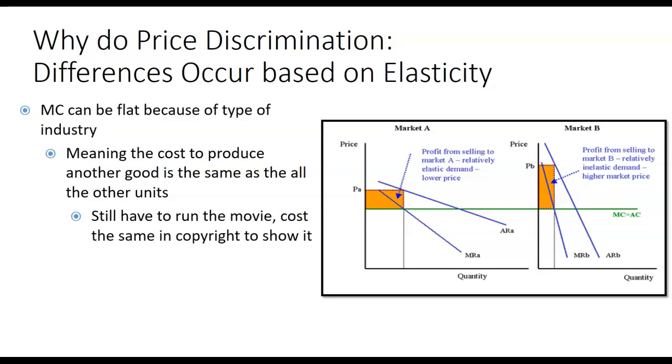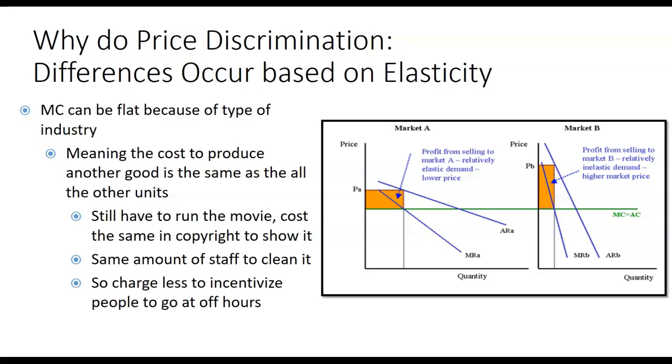If I'm running a movie and there's one person in the theater, I still have to pay for the copyrights in order to show that movie. If there's one person, 10 people, or 100 people, I still have to pay the same price. I still need roughly the same number of people. If there's 1 versus 10 people in the movie theater, I still need a staffer to go and clean up afterwards. If it's 100 or 105 people, I still need the 3-4 people to go in afterwards. Adding the 106th person didn't really add anything to my cost.